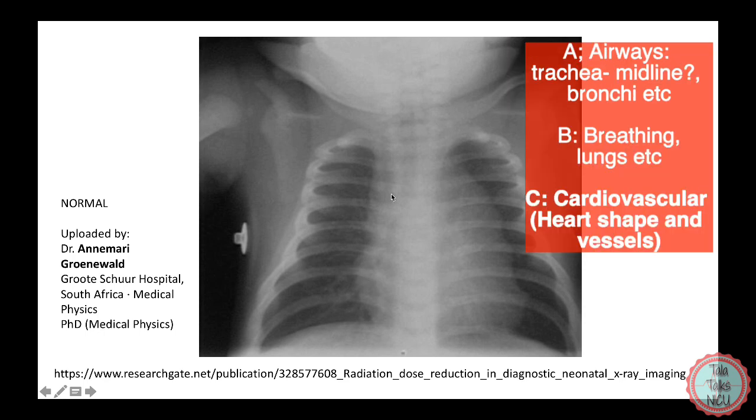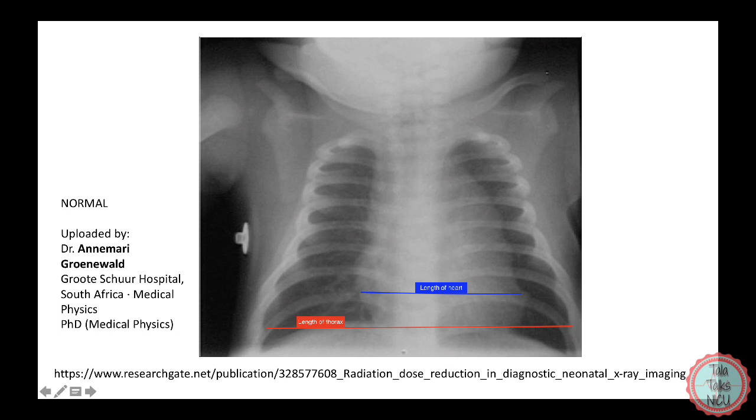C, cardiovascular. Here we're looking at the heart shape and vessels. In babies, the heart shape can be up to 50 to 55% diameter of the thorax. So here, if you take the length right there divided by the length of the total thorax, it could take up to 50 to 55%. So get used to estimating this. This often looks really big on babies.